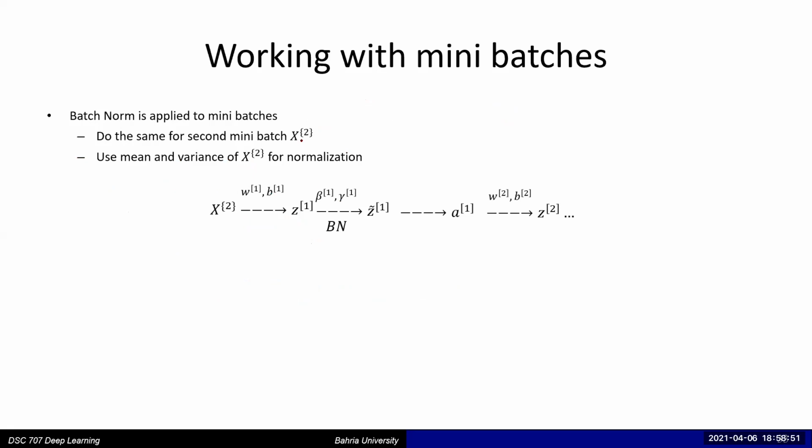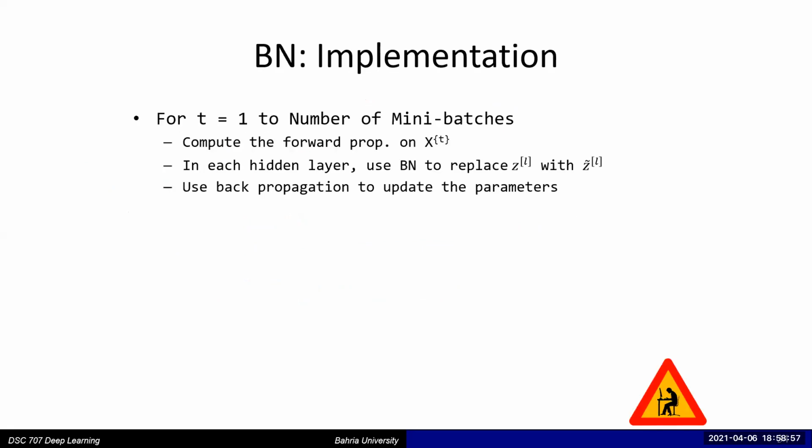Then you repeat the same process for the second mini batch. You take X2 and you repeat the same process. So you'll keep on doing it on all the mini batches. If we sum up, whatever is the number of mini batches, you are repeating this process for every mini batch. And what is that process? We carry out a forward pass on the mini batch, 1, 2, 3, whatever it is. And then in each of the hidden layers where you want to apply batch normalization, you apply batch normalization and replace ZL with Z tilde. So this was actually the unnormalized value, and this is the normalized value. And then you use backpropagation to update the parameters just like we have been doing previously.